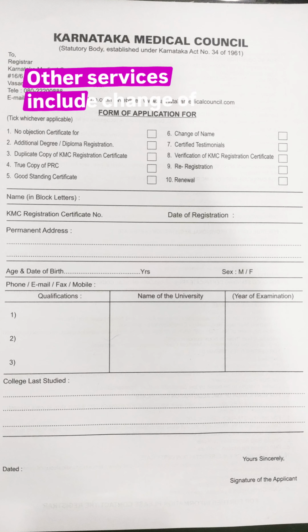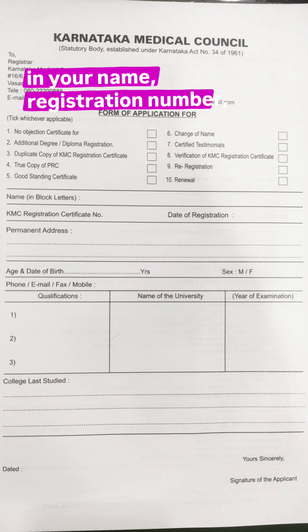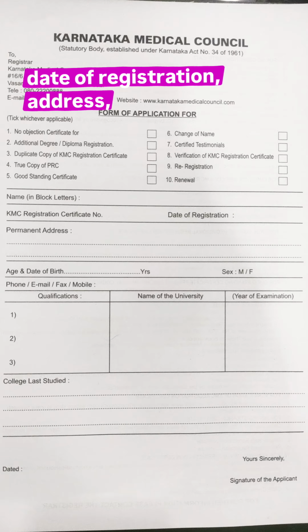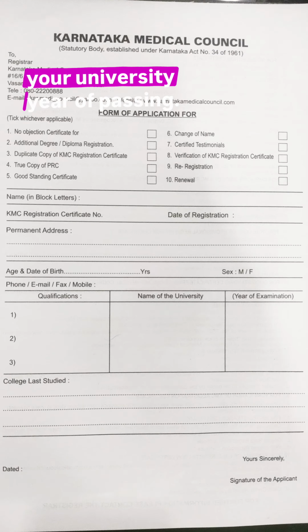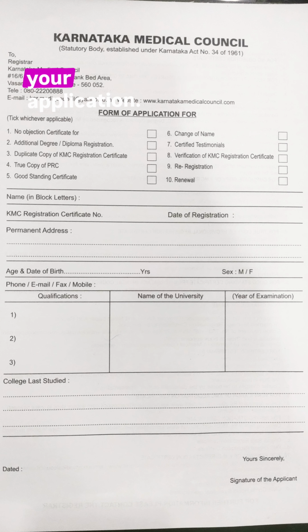Other services include change of name, certified testimonials, registration verification, re-registration, renewal. Then fill in your name, registration number, date of registration, address, mobile, email, qualifications, then your university, year of passing. Last, college. And finally, never forget your signature. A missing signature alone can delay your application.